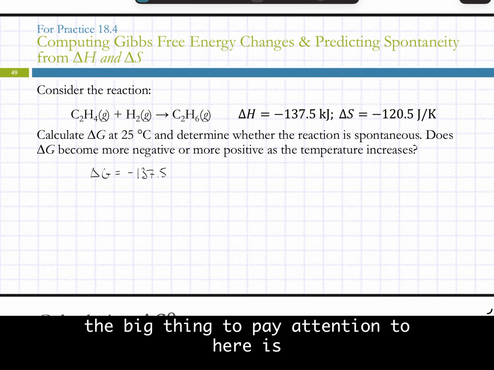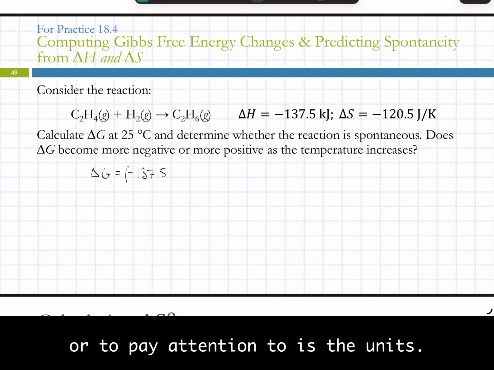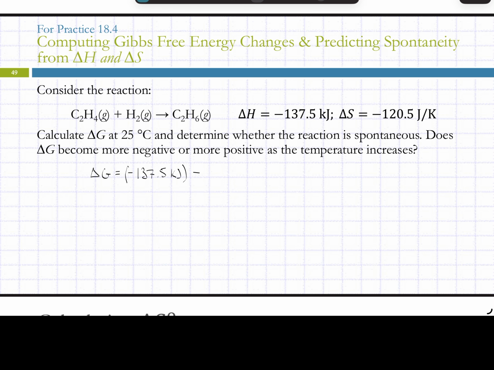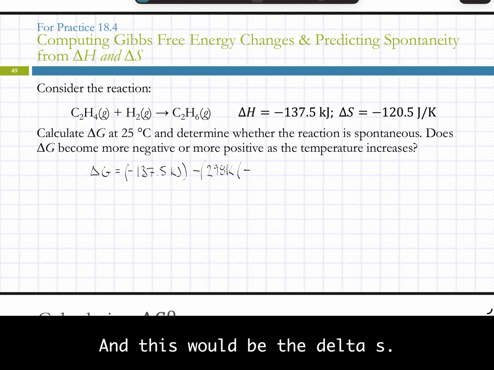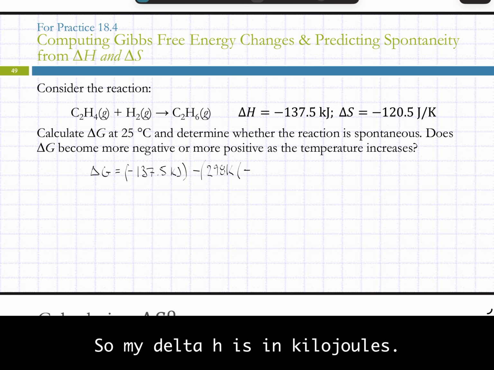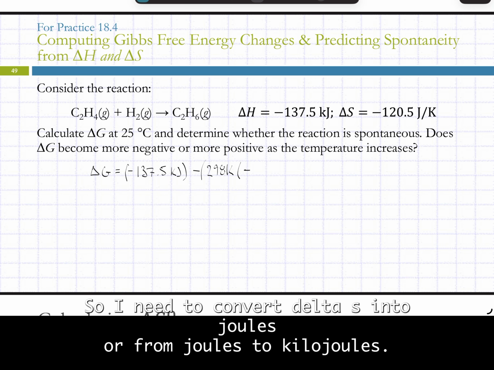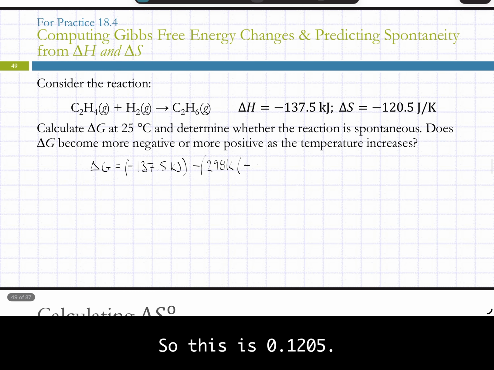The big thing to pay attention to here is the units. So this is minus T, which is 25 degrees C, which is 298 Kelvin, times negative, and this would be delta S. Delta S is in joules, but my delta H is in kilojoules. So I need to convert delta S from joules to kilojoules. So this is 0.1205.